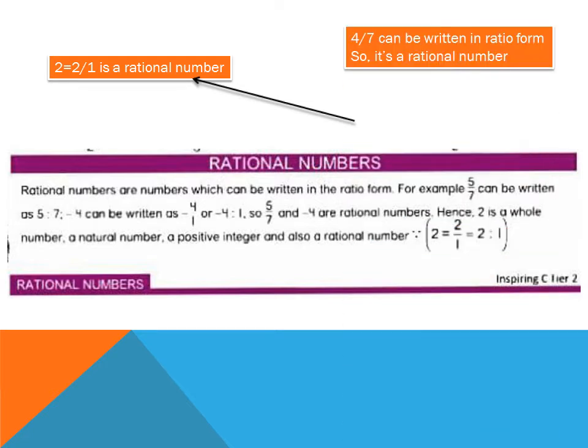Let us take another example. 4 by 7, a simple fraction. 4 by 7 can be represented in the ratio form, that is 4:7. So 4 by 7 is also a rational number.